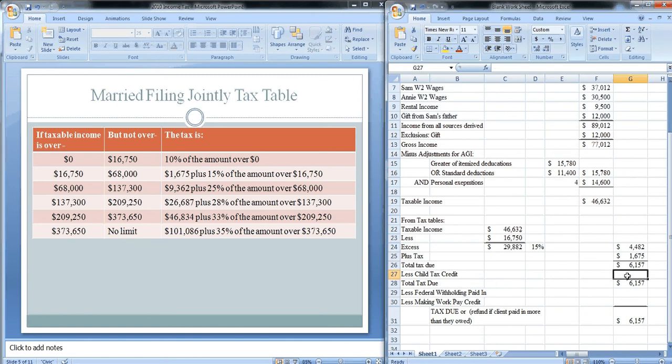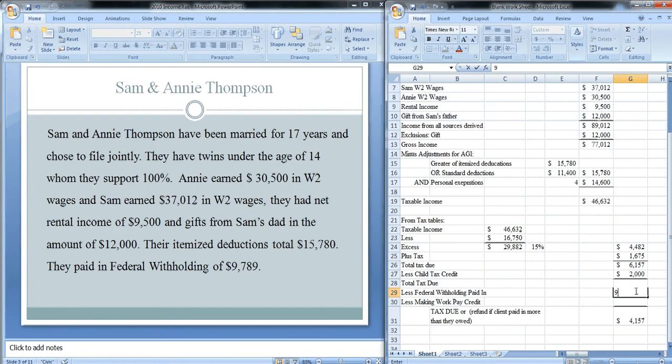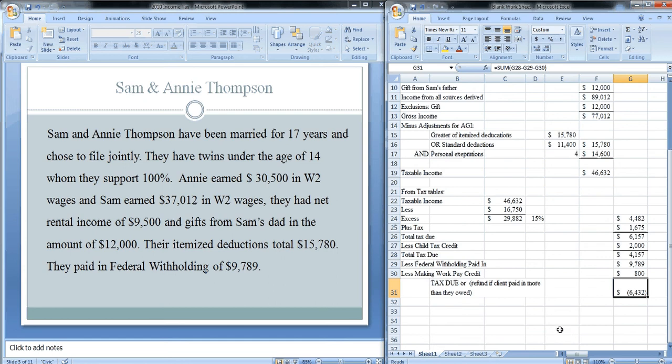But then we're going to subtract the $2,000, $1,000 per each child, for the child tax credit. And this is the tax due after that. And then we are going to subtract the federal withholdings, which I have to go back to the scenario for, which was $9,789. And then the making work pay credit, which is $400 each, so $800. And this is going to be the amount that is owed to them. This is the amount that they overpaid. So they have $6,432 is what they will get a refund of.